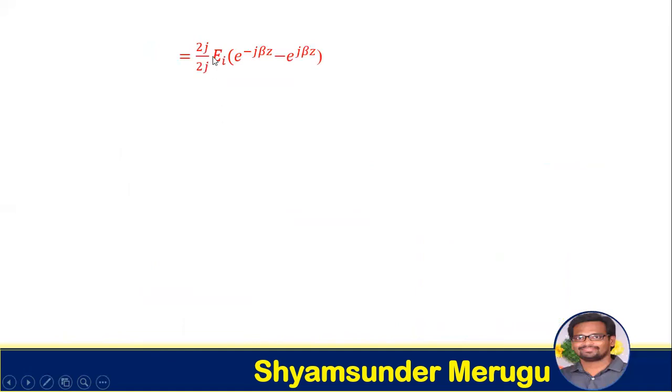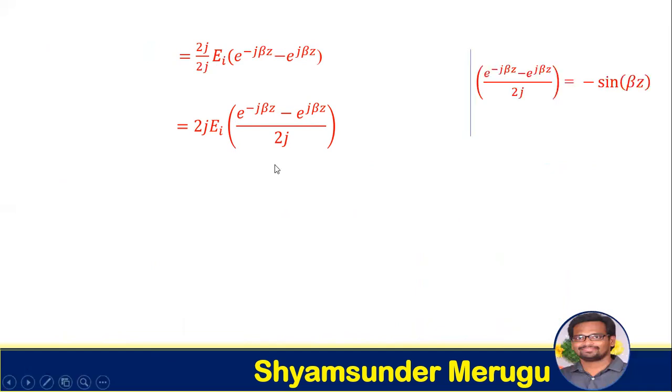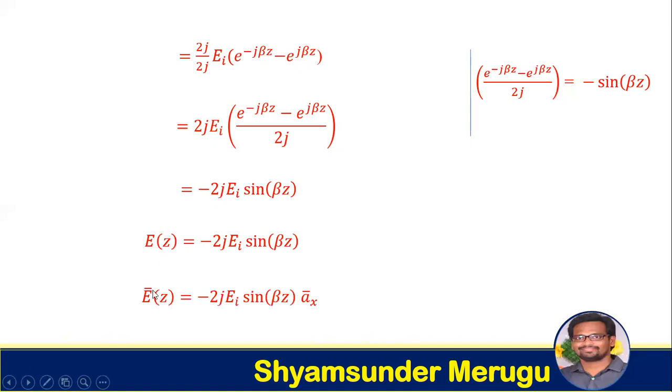Now multiplying and dividing the expression with 2j and rearranging, we get 2j E_i of (e^(-jβz) − e^(jβz)) over 2j. And we know that this particular term is equivalent to minus sin βz, so that we can write −2j E_i sin βz, and this is equivalent to E(z). Writing this in vector form, E̅(z) is equivalent to −2j E_i sin βz, and this electric field is oriented along the x-axis, so the direction is given by a̅_x.